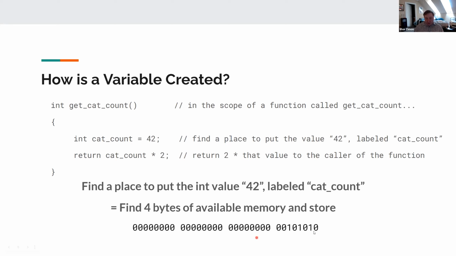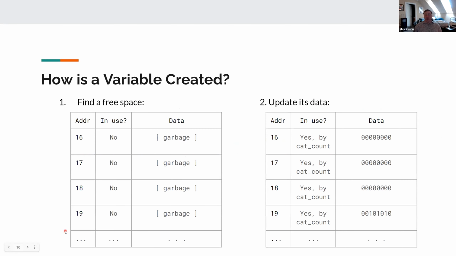Here's the binary for 42 down here. These 4 bytes, which we're going to put into that space. So how do we do this? We look at our memory. And specifically, we look at a part of memory called the stack, which is where memory that is in the scope of a specific function in C lives.